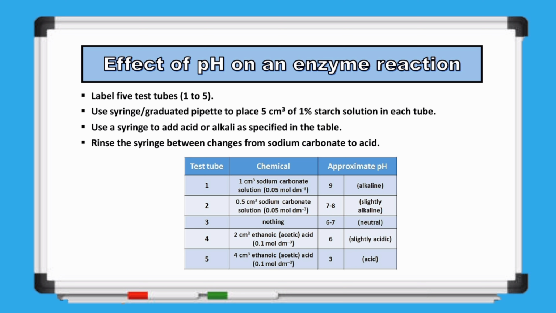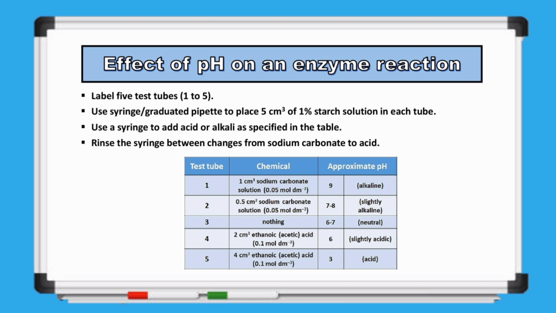Then we move on to the acidic conditions. In tube 4, we add 2 cm³ of ethanoic acid, also known as acetic acid, which makes it slightly acidic, around pH 6. And finally, in tube 5, we add 4 cm³ of the same acid, making it strongly acidic with a pH of about 3. One important thing to remember, when switching between adding acid and alkali, we need to rinse the syringe thoroughly. This prevents mixing of chemicals that could change the pH and affect our results.